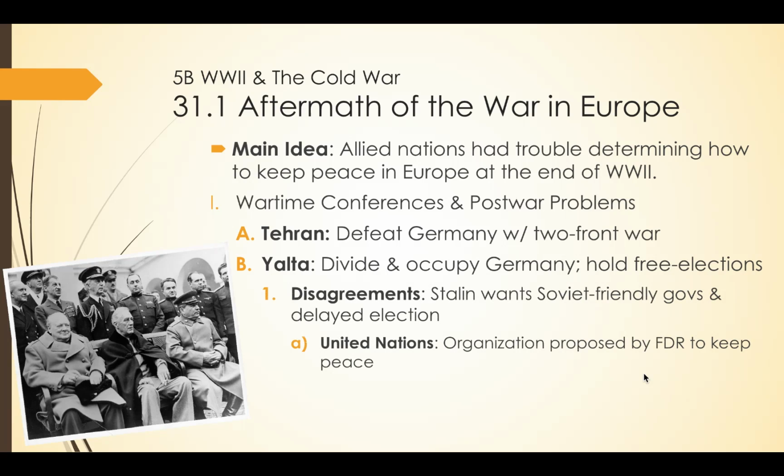Now, where this gets sticky is that free elections meant different things to each of the Big Three. Churchill and FDR interpreted free elections as: as soon as the war is over, people in these conquered countries get to vote and decide what kind of government they want, no ifs, ands, or buts. Stalin viewed it as needing a delay in the elections, because he wanted the countries nearest the Soviet Union to be friendly to the Soviet Union.